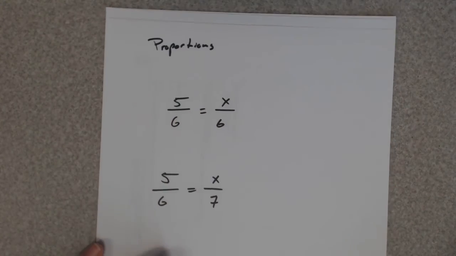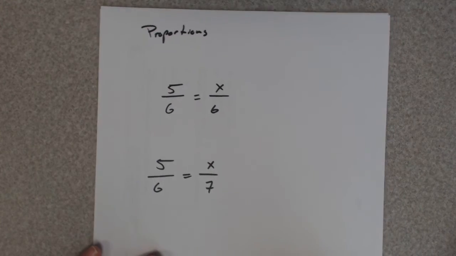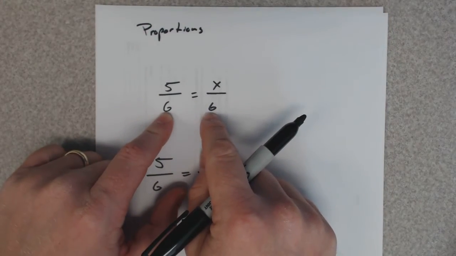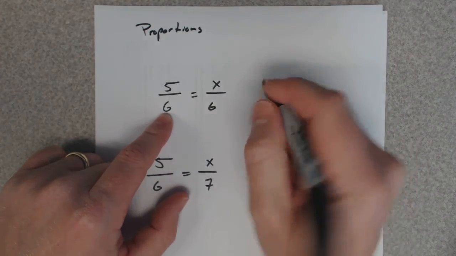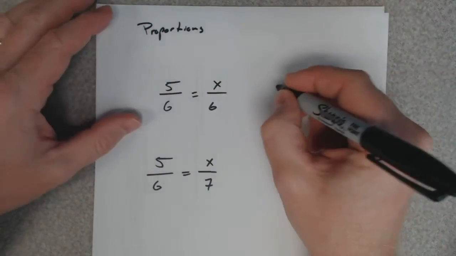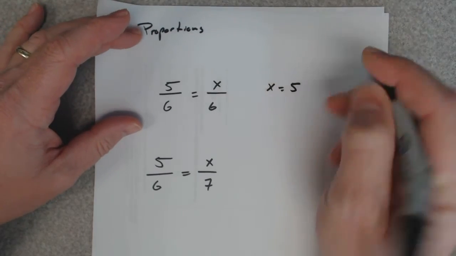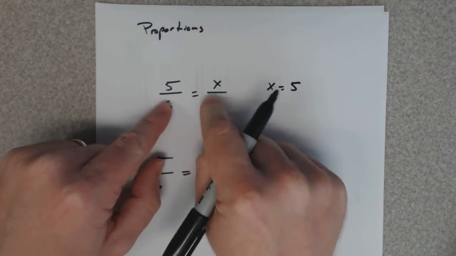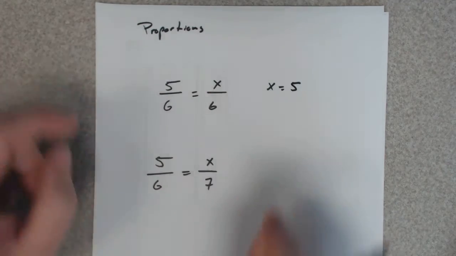What if your proportion is 5/6 equals x over 6? If you have the same denominator, well, wouldn't that mean your numerators have to be the same as well? It does. That's what that means. So if you have an eagle eye, you can see this. If you have the same denominator, then your numerators must be the same.